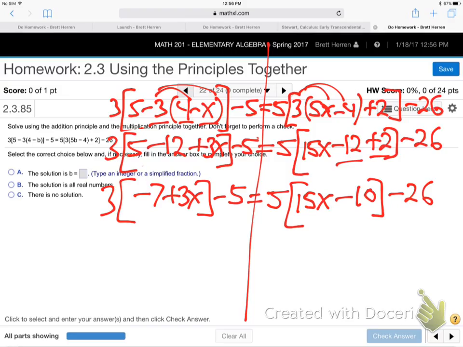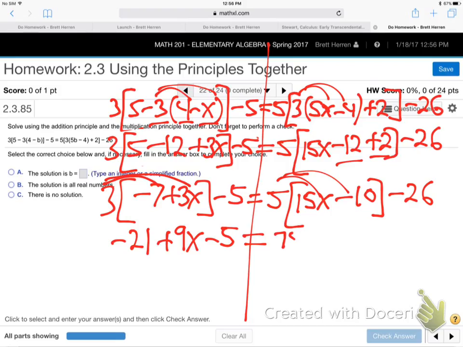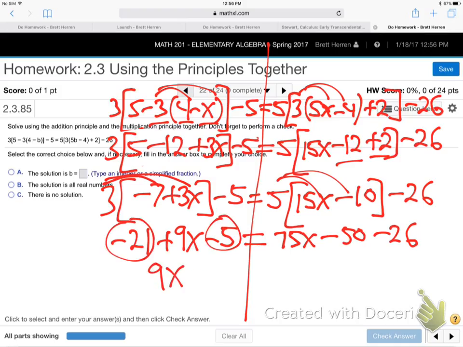So, now this 3 is going to go boom, boom. So, the brackets are going to drop. Something from the outside's going in. Minus 21 plus 9x. This 5 is going to go in. The brackets are going to drop. What was that, 75x minus 50. Whew. Made it through. Got all those parentheses and brackets out of there. Now let's combine minus 21 and minus 5. What is that? Minus 26. And minus 50 and minus 26 is minus 76. Good to there.